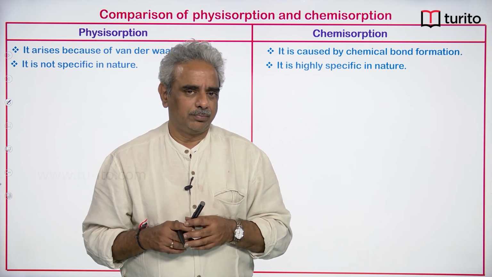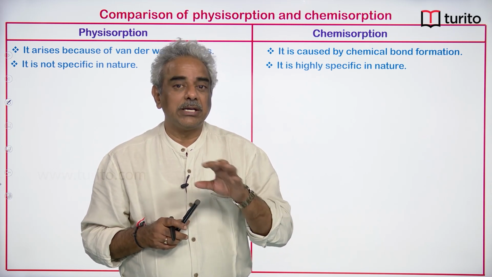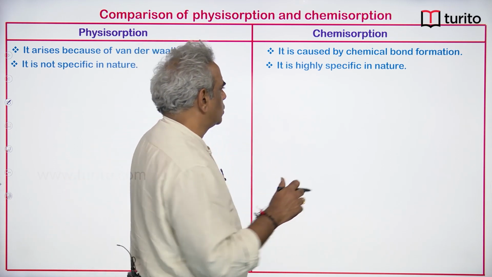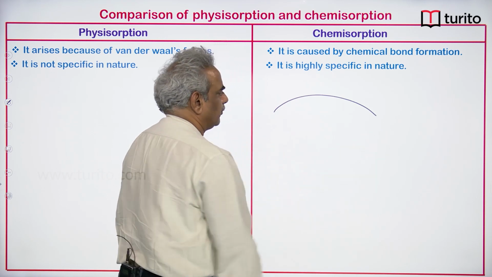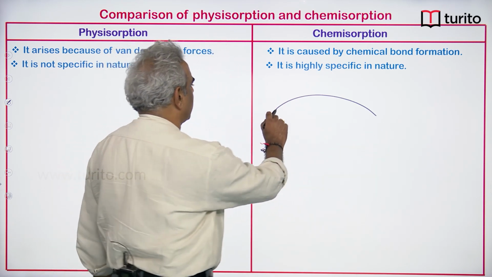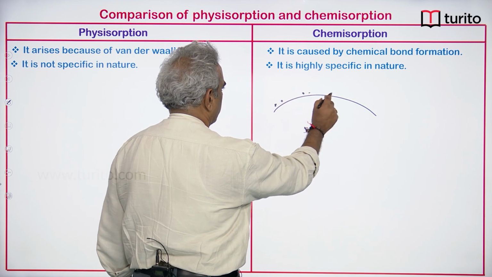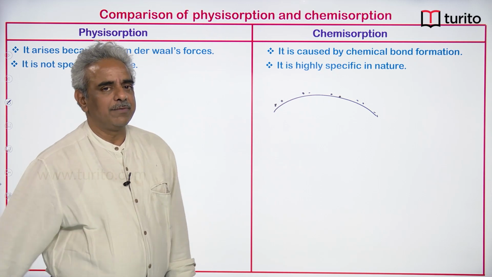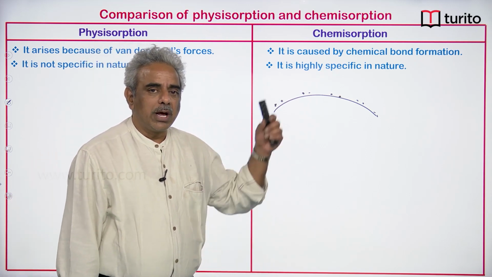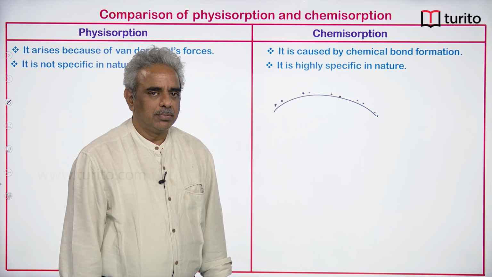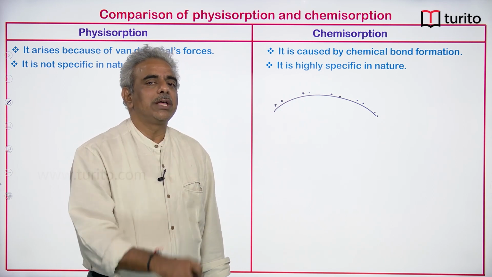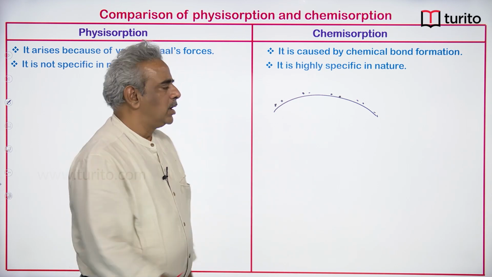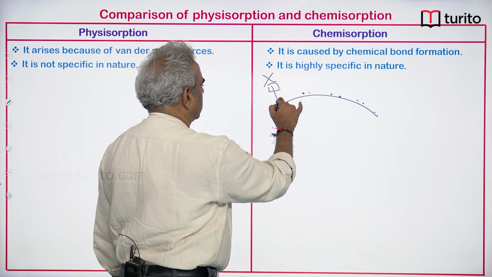Coming to chemisorption, chemical adsorption is highly specific. Why? Because it is a chemical bond. Suppose you take an example, there is a surface, and on this surface all particles are having lone pairs. So, can an ammonia-like gas come and settle on this? No way, because ammonia also has lone pairs. So, who can come and settle on this? Somebody with a vacant orbital. Suppose there is some X with a vacant orbital, it can come and settle.